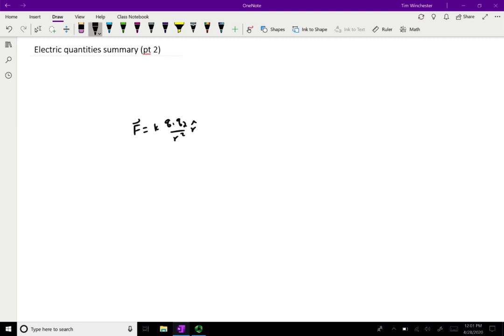All right, and from that, we developed this idea of the electric field. So the electric field for a particle is k q1 over r squared, r hat. All right, and by analogy with these, we had the electric potential energy, which is k q1 q2 over r, and the electric potential, which is the electric potential energy divided by the test charge. So what that will look like for a point charge is just k q1 over r.